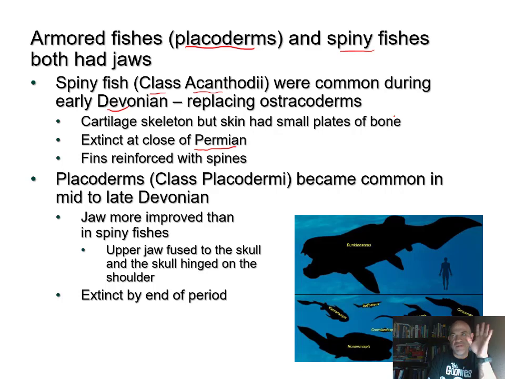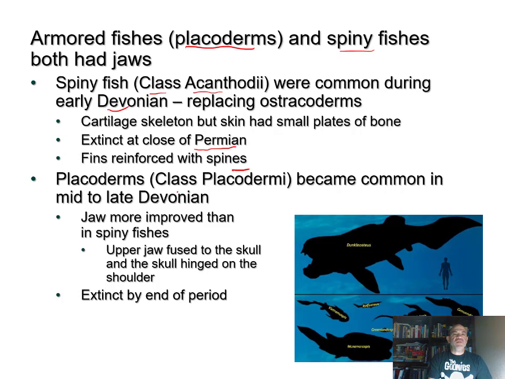I forgot what the number was, like 95% of all species got wiped out on the planet during that mass extinction at the end of the Permian. It's called the Permian extinction. And so the fins were reinforced with spines, which gives them the name spiny fin.